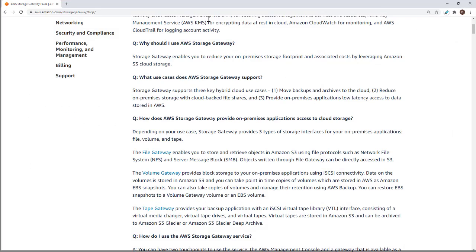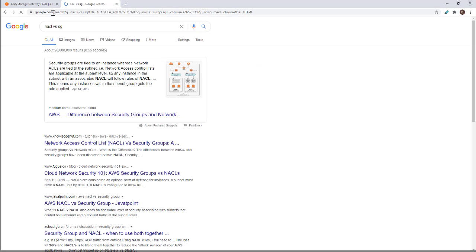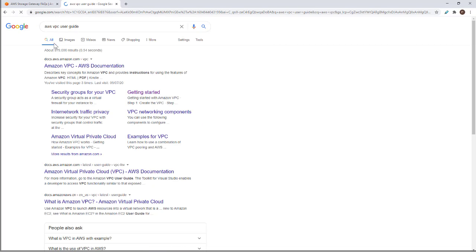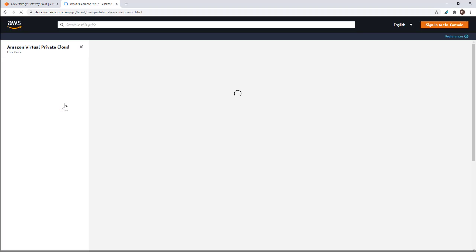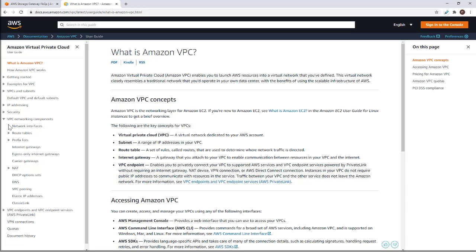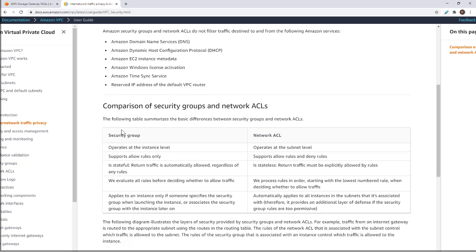So let me try and find NACL versus security group. I would be more interested in showing you the AWS VPC user guide, the more official documentation. Yeah, here it is. So, differences between the security group and network ACLs. There might be a few questions directly on this, what are the differences. But if you understand this table correctly, probably a lot of things would be clear.